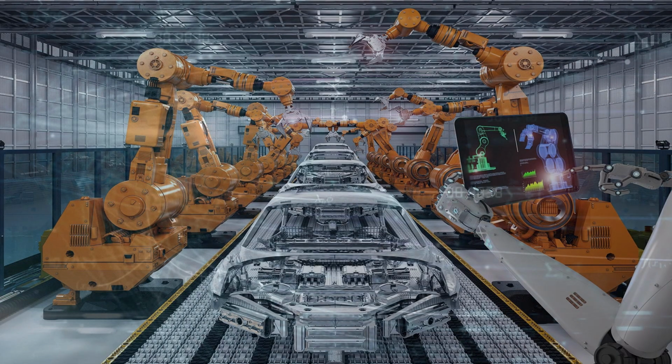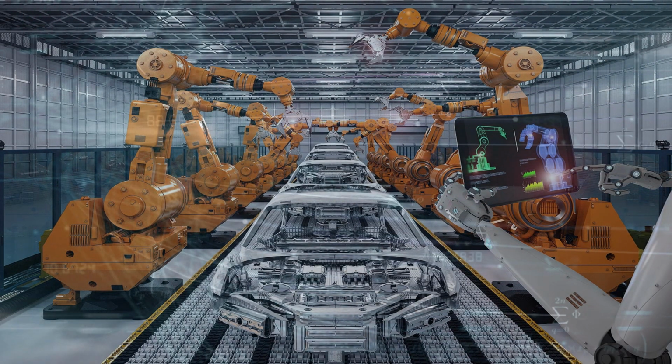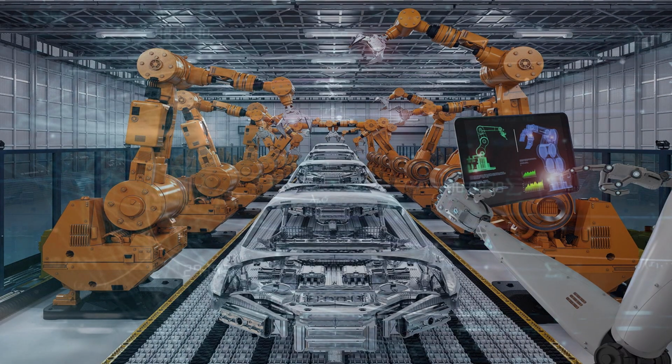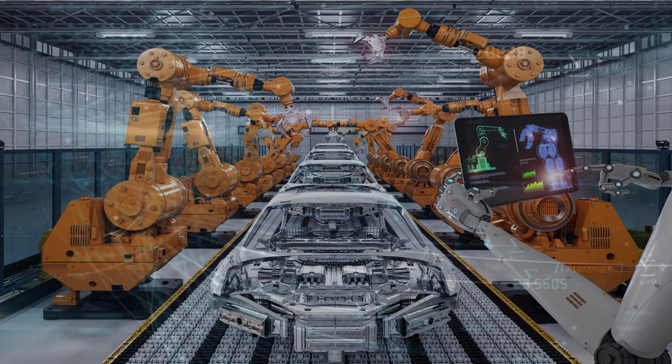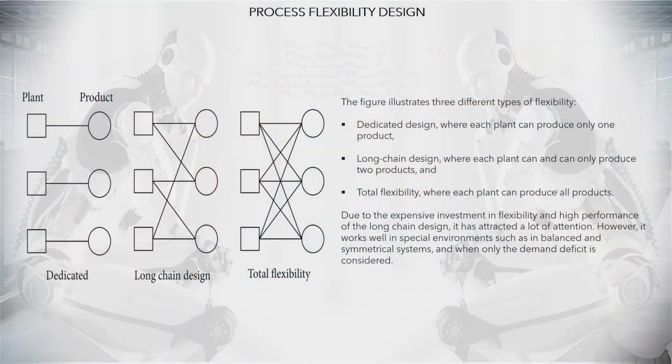Motivated by their work at General Motors, Jordan and Graves introduced the concepts of limited flexibility, a plant producing only a few types of products, also called partial flexibility or sparse flexibility, and chaining. The figure illustrates three different types of flexibility. Dedicated design, where each plant can produce only one product. Long chain design, where each plant can and can only produce two products, and total flexibility, where each plant can produce all products.